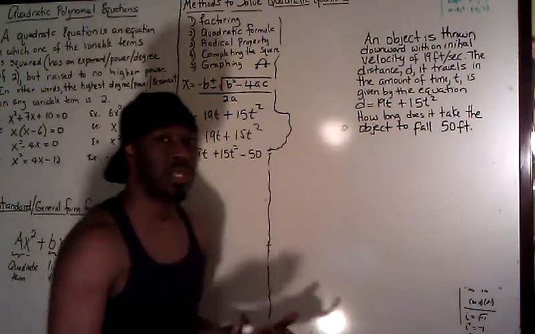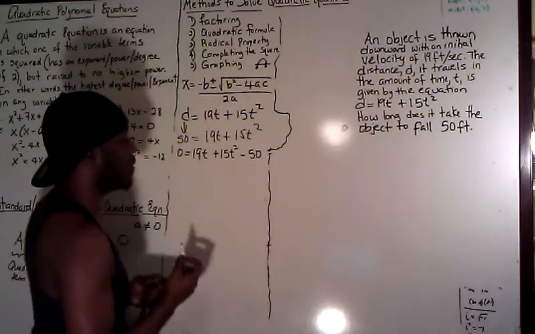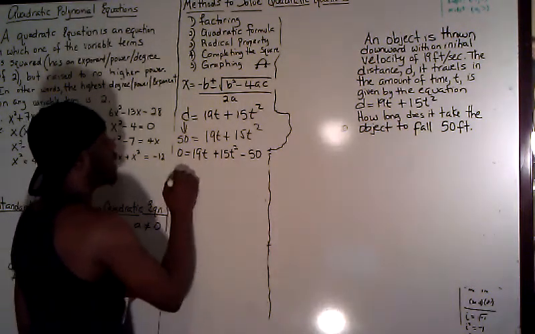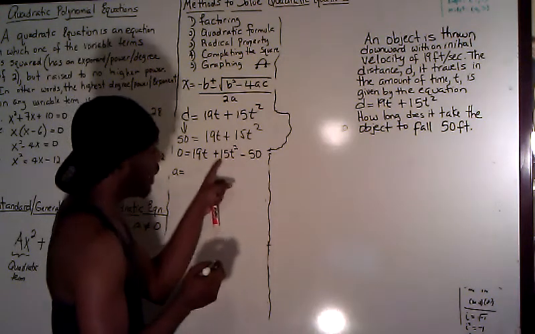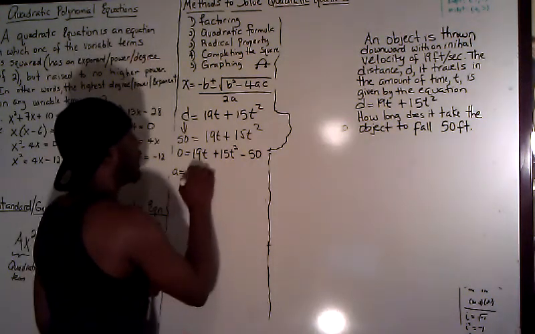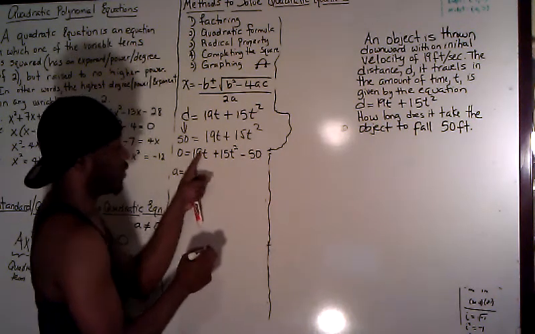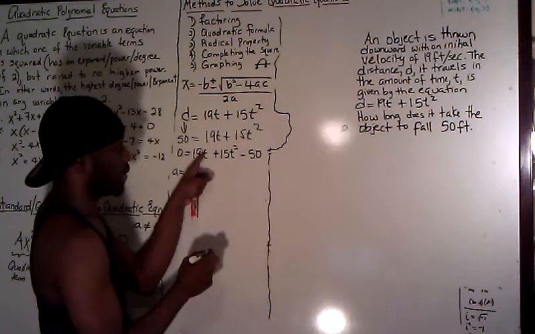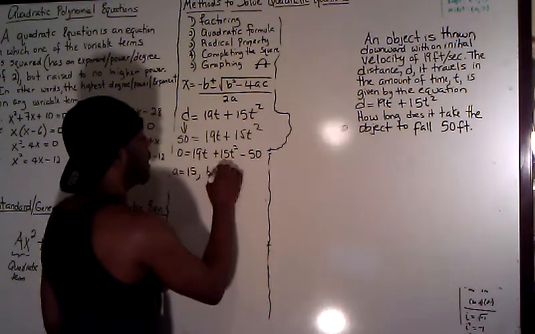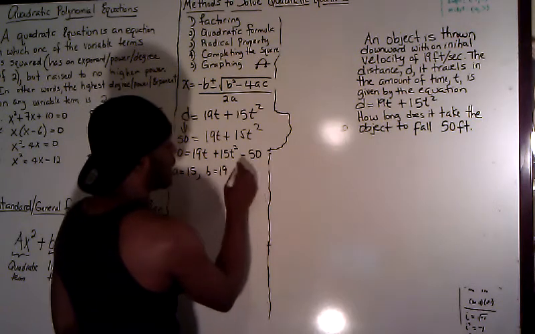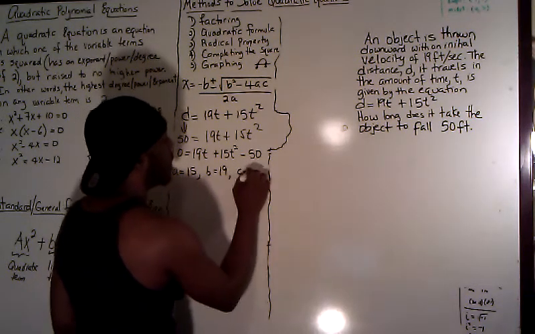And if you didn't want to put it in descending order, you just need to be mindful of what the a, b, and c values of the equation are. A is always the coefficient of the term that has the degree 2. So a is 15. B is always the coefficient of the linear term, or the term with the degree of 1. So b is 19. And c is always the constant term, which is just that term right there, which is negative 50.